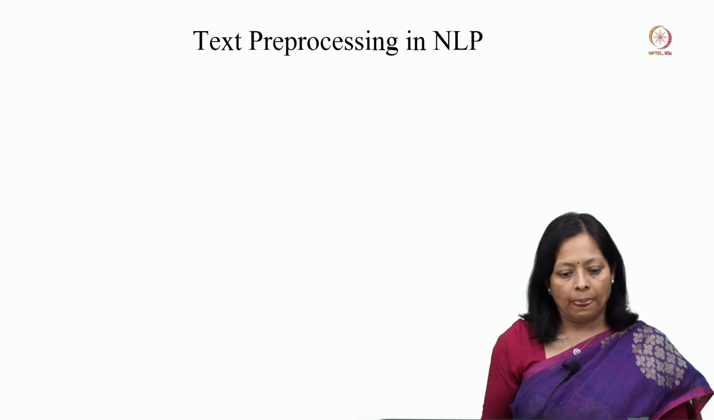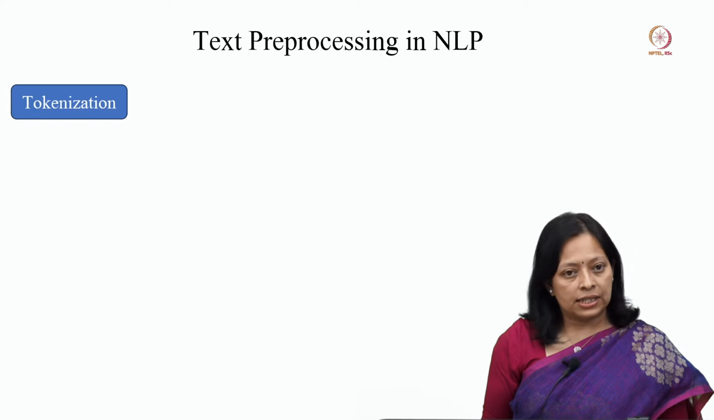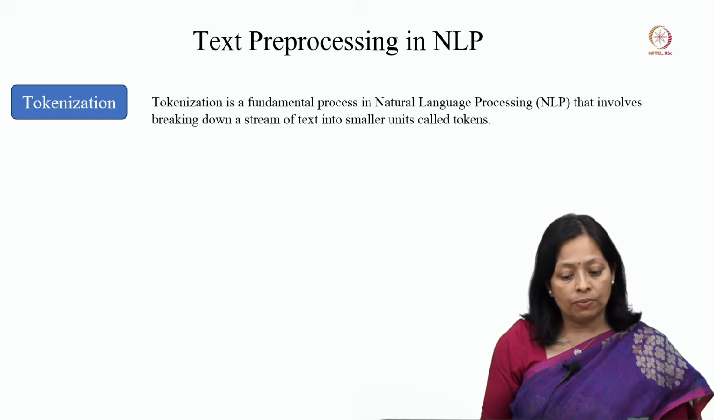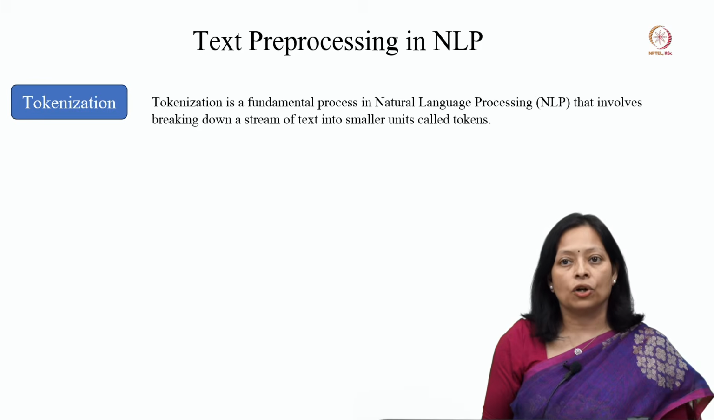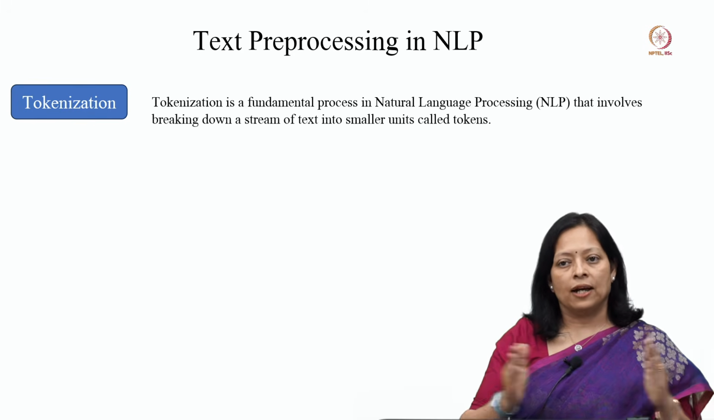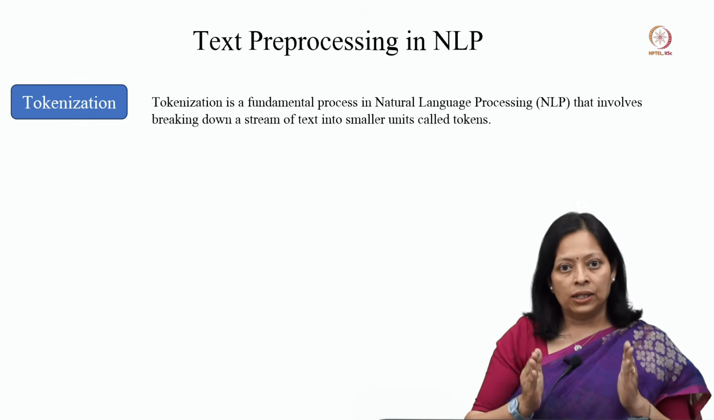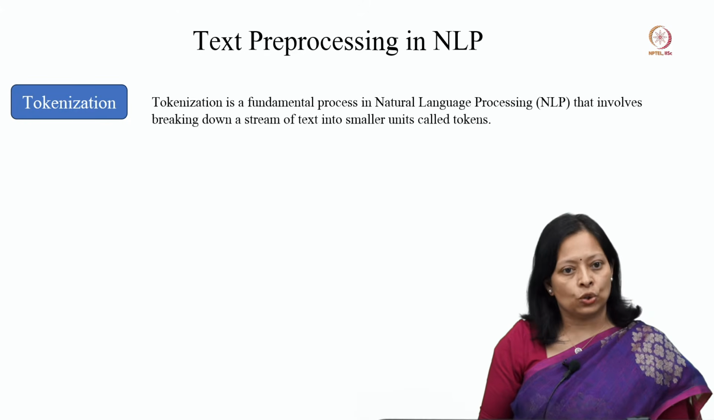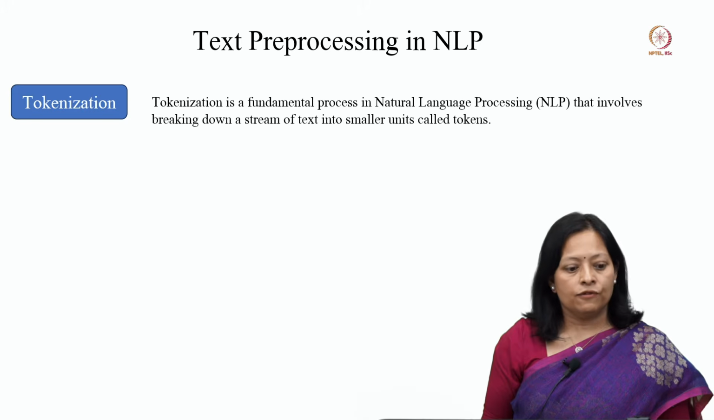Now, text processing in NLP, we will start with tokenization. Tokenization is a fundamental process in NLP that involves breaking down a stream of text into smaller units called tokens. That means if we have a big sentence, we will divide it into small chunks, and those chunks will be called tokens. Now there are various kinds of tokenization.